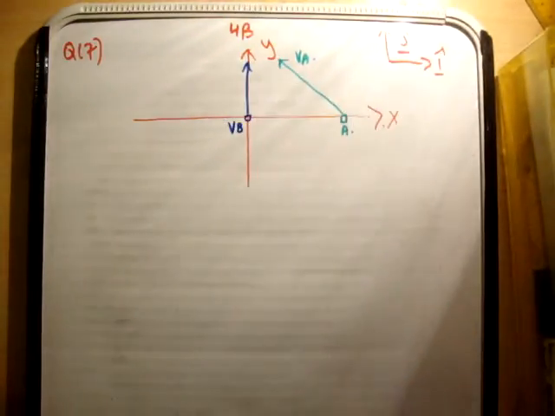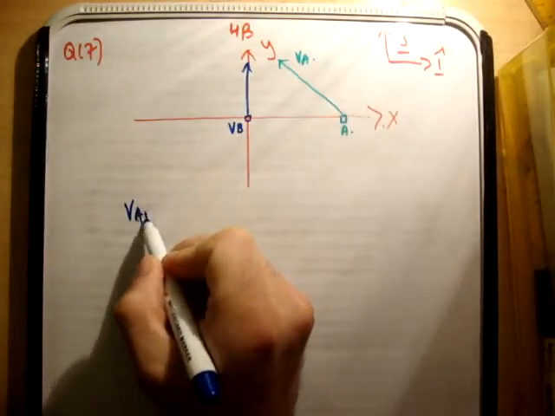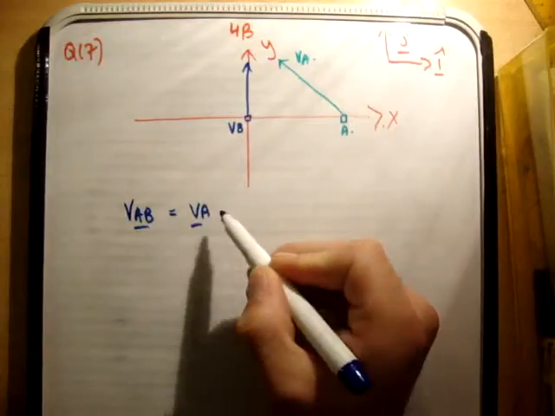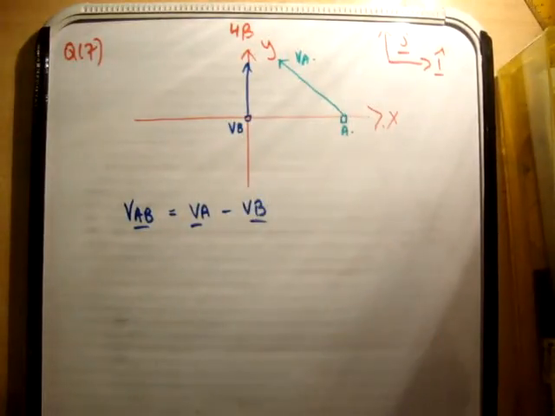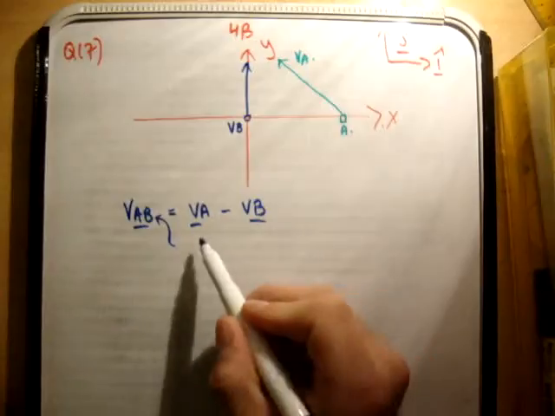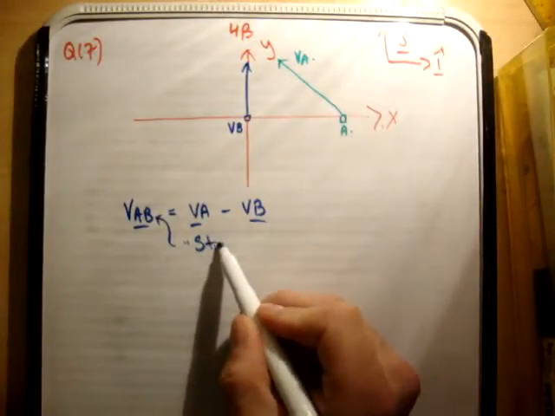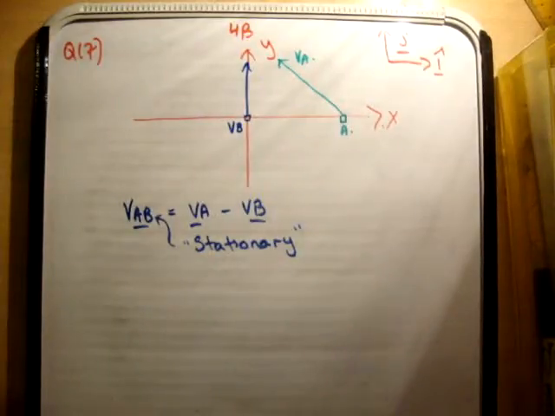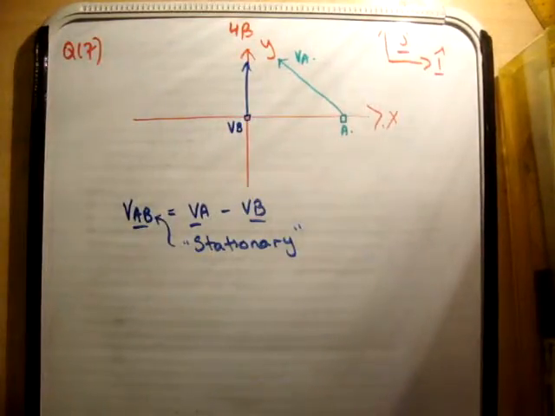So that's VA. The next thing we're asked is what is the direction of the velocity of A relative to B? So VAB, the velocity of A relative to B, is mathematically VA minus VB. But crucially, that means B is in a frame of reference whereby it believes that it is stationary and that A is the particle which is moving. So that's pretty straightforward.